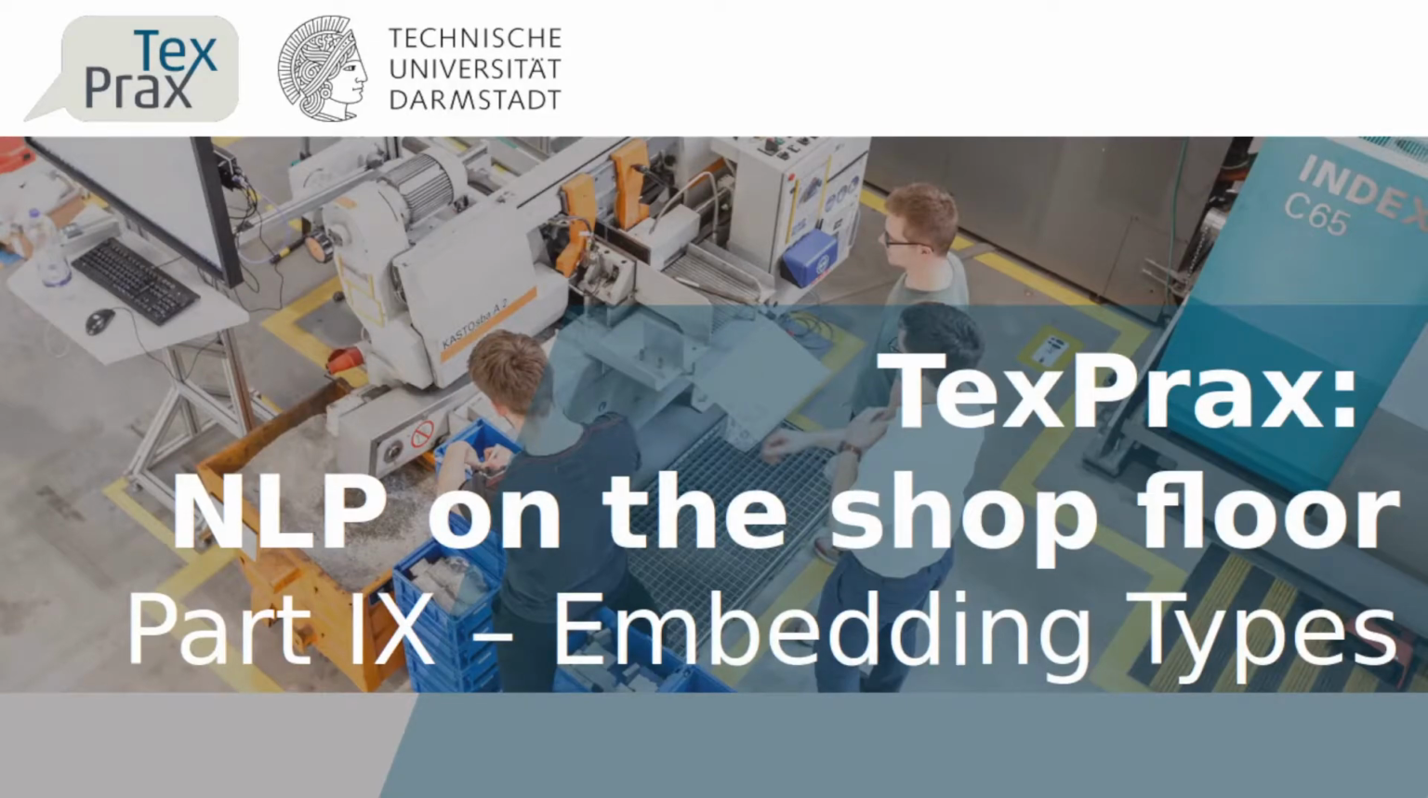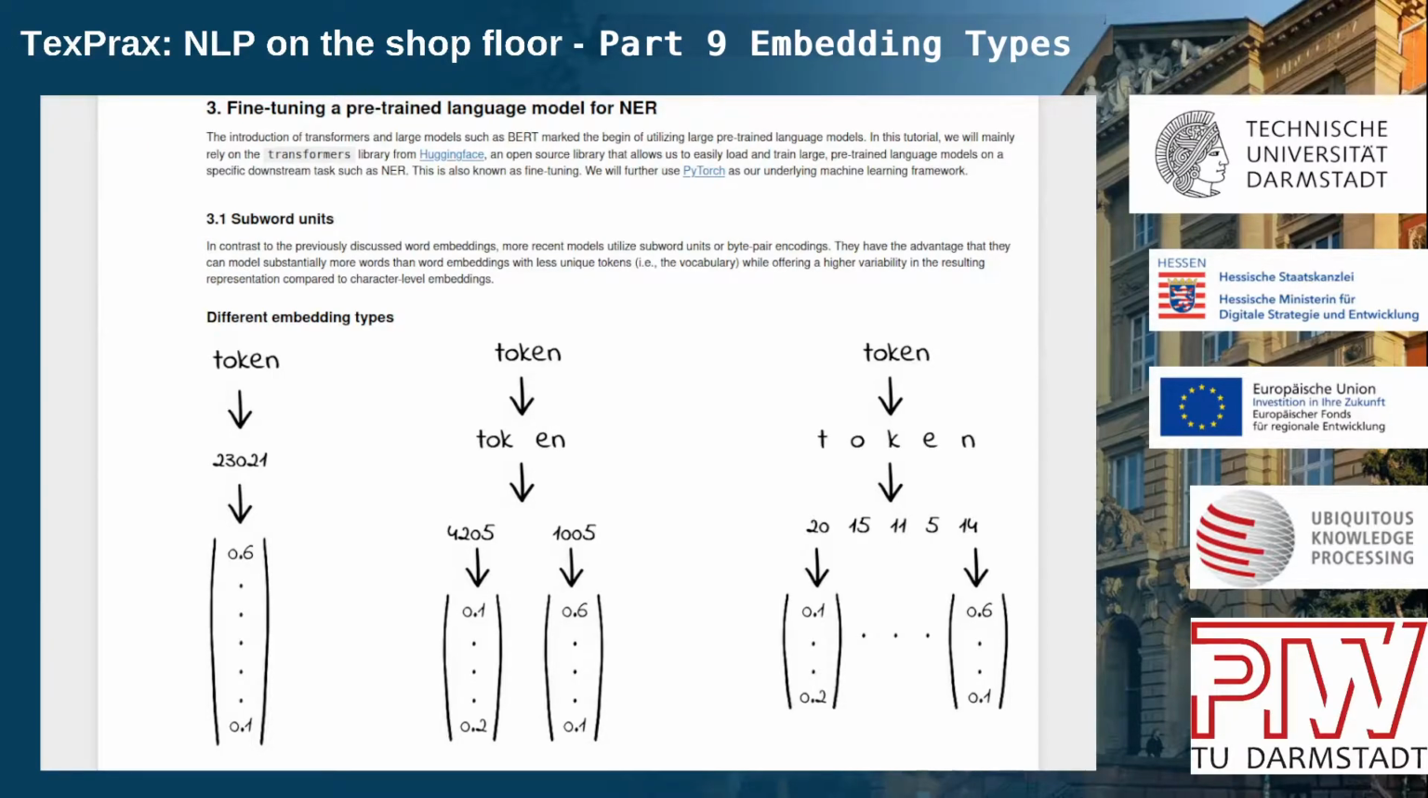Alright, so here in this lesson we will discuss different embedding types. We will briefly talk about the shortcomings of pre-trained word embeddings and how we can make them a bit better. So what we did in our previous session was that we used individual word embeddings where each word is mapped to a unique identifier, which is then mapped to a specific vector.